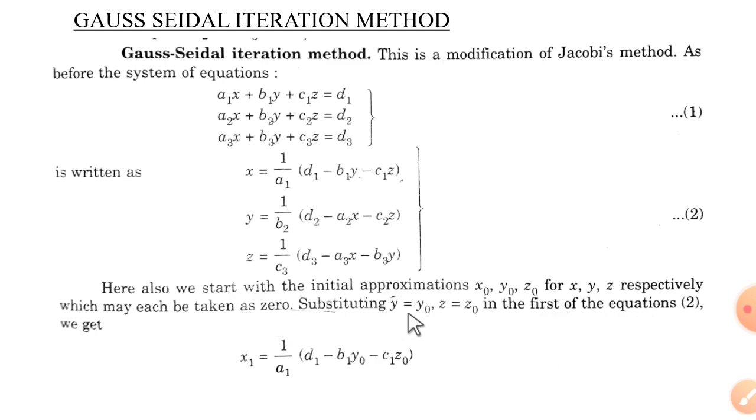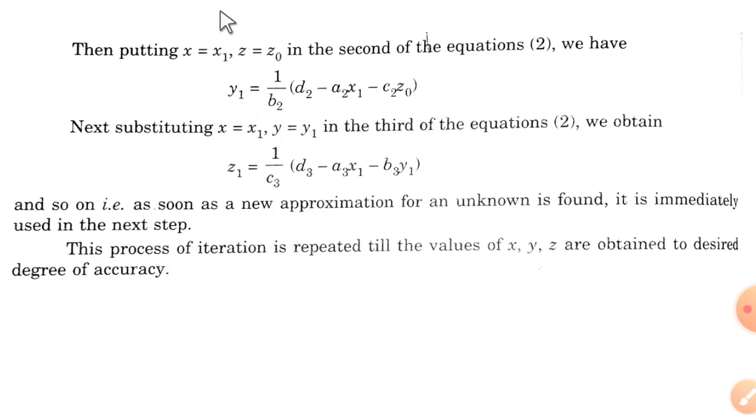And substituting y equal to y0, z equal to z0 in the first of the equations, we get x1 equal to 1 by a1 into d1 minus b1 y0. In terms of y, we are substituting it as y0. In terms of z, substituting z0. You can get the value.